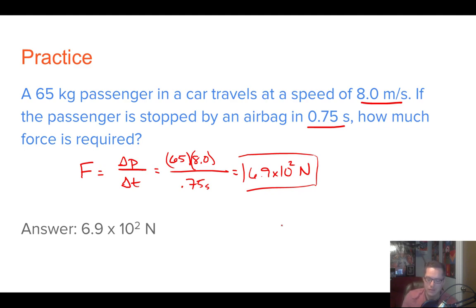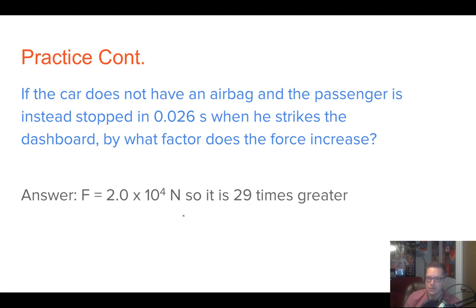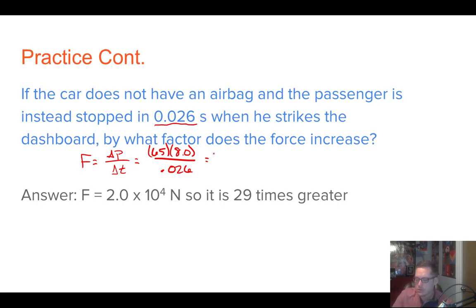So that's still quite a bit of force, even with an airbag, right? But what if it doesn't have an airbag? So you're driving an older car, or maybe a car that had an airbag that deployed that never got replaced, okay? And you're stopped in 0.026 seconds when you strike the dashboard. So your time, instead of being 3/4 of a second, is 3/100ths of a second, essentially. All right, so your force is going to be equal to, same idea here, change in momentum over change in time. And your change in momentum is going to be the exact same as before, because it's the same mass and the same speed. So it was a 65 kilogram passenger traveling at 8.0 meters per second, and your change in time now would be 0.026 seconds. All right, so we take 65 times 8 divided by 0.026, we get 20,000 newtons, or 2.0 times 10 to the 4th newtons.